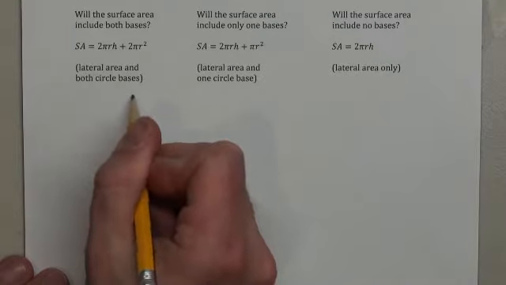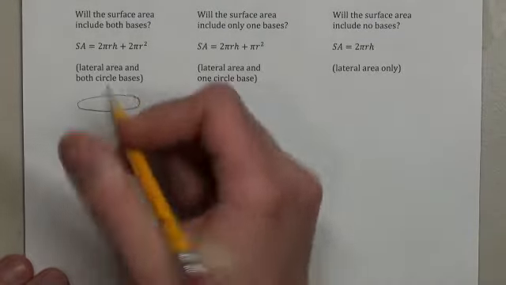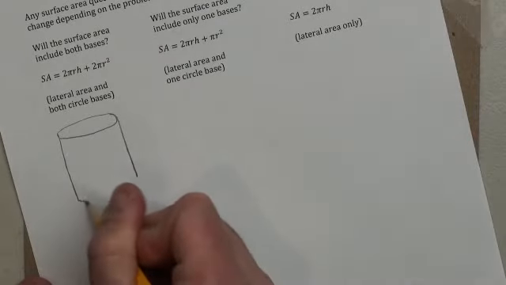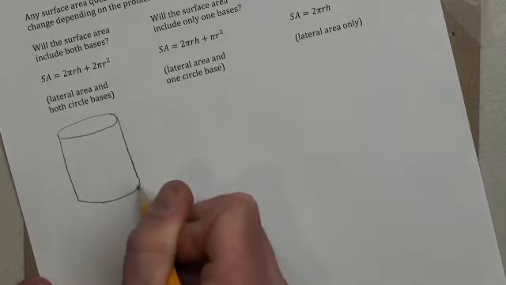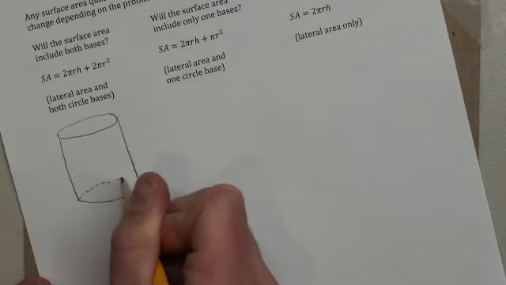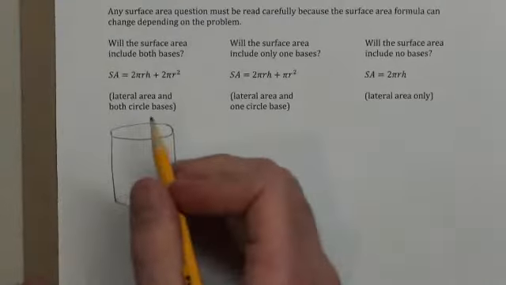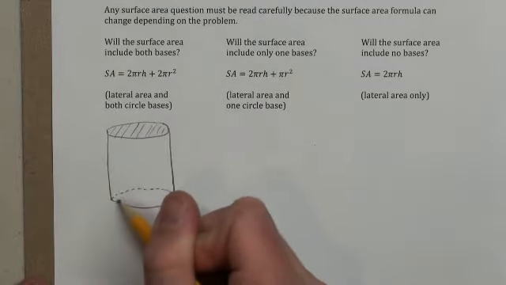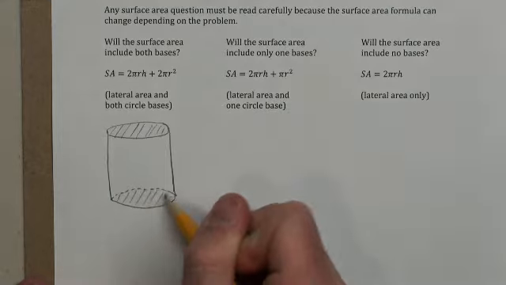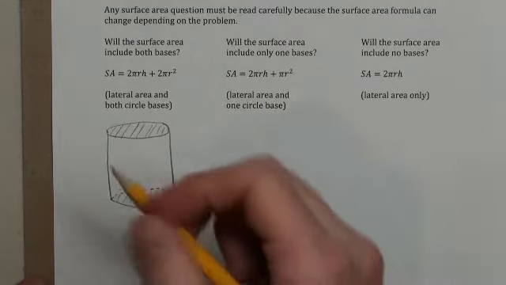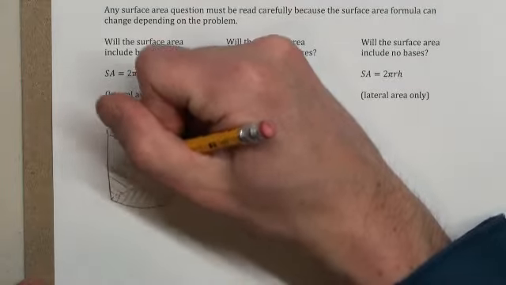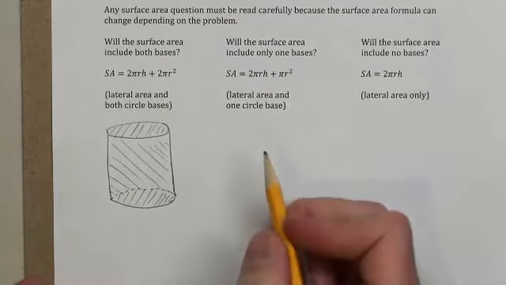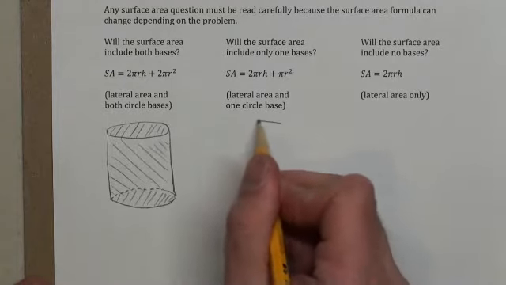So in this one, now we have a cylinder for all of them, right? These are all cylinder problems. So in this one we had both the top and the bottom. And we had always the lateral surface area.